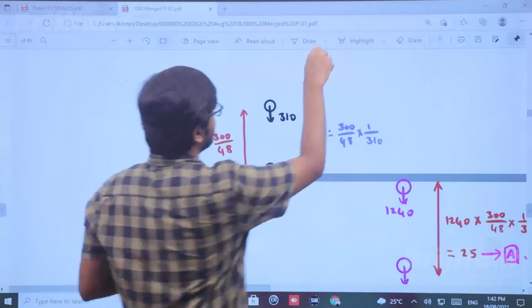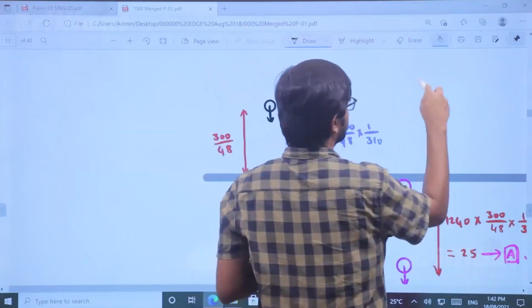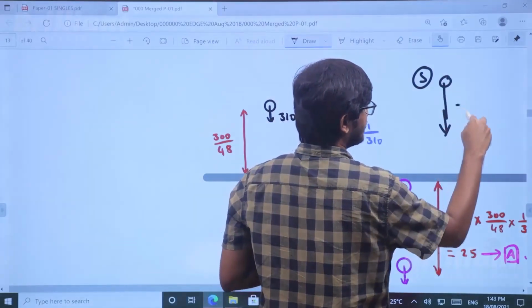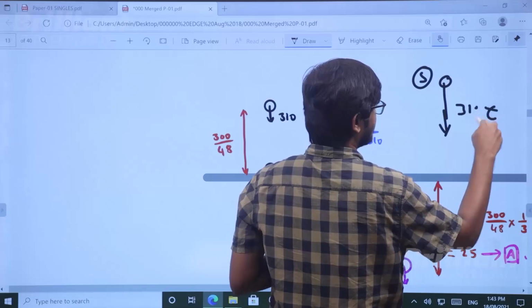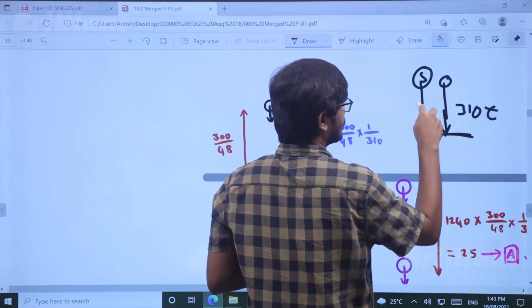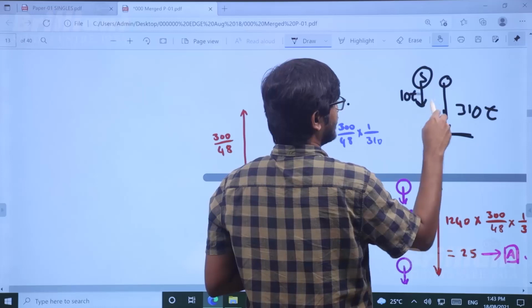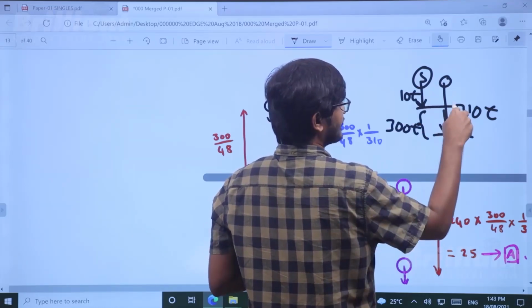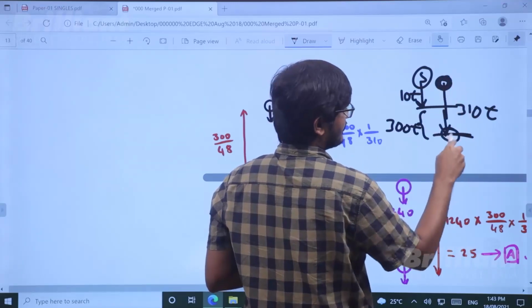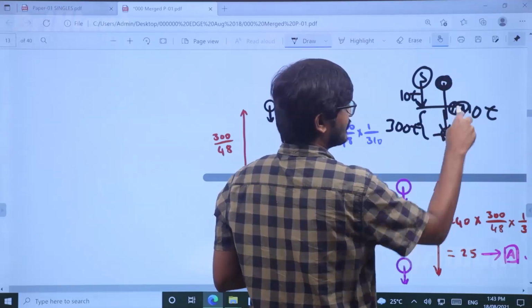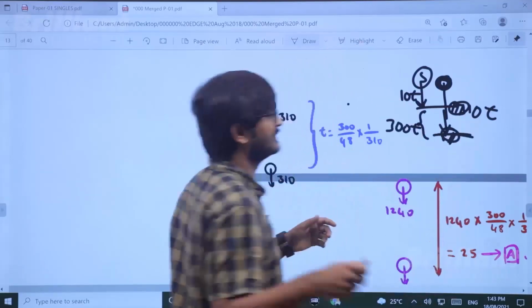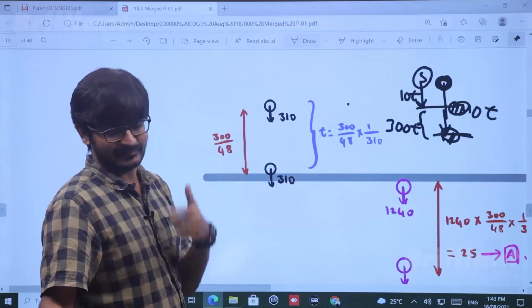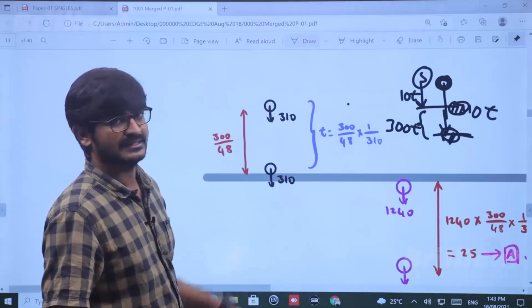310/48. Okay, I will be doing it here. Source is here, and it has generated some compression. It will be traveling how much distance? 310 into T. Now by the time it has traveled 310 into T, this source must have traveled how much? 10 into T. So what is that difference? That distance is 300 into T. Now this compression must have traveled somewhere here. Now the new compression is getting generated here. What is the distance between them? Distance between them is 300 into 1/48. So that's the wavelength generated by the source.